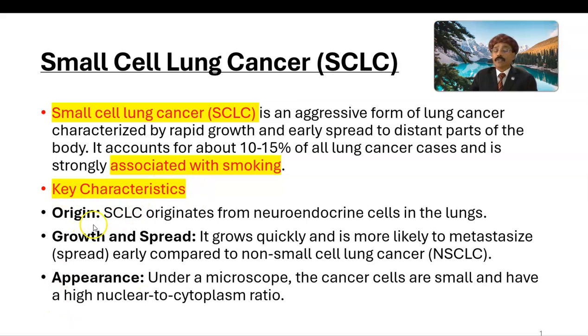Key characteristics. Origin: small cell lung cancer originates from the neuroendocrine cells in the lung, particularly in the bronchial epithelium. Growth and spread: it grows quickly and is more likely to metastasize early compared to non-small cell lung cancer. Appearance under a microscope: the cancer cells are small, they look blue, and have a high nuclear to cytoplasm ratio.